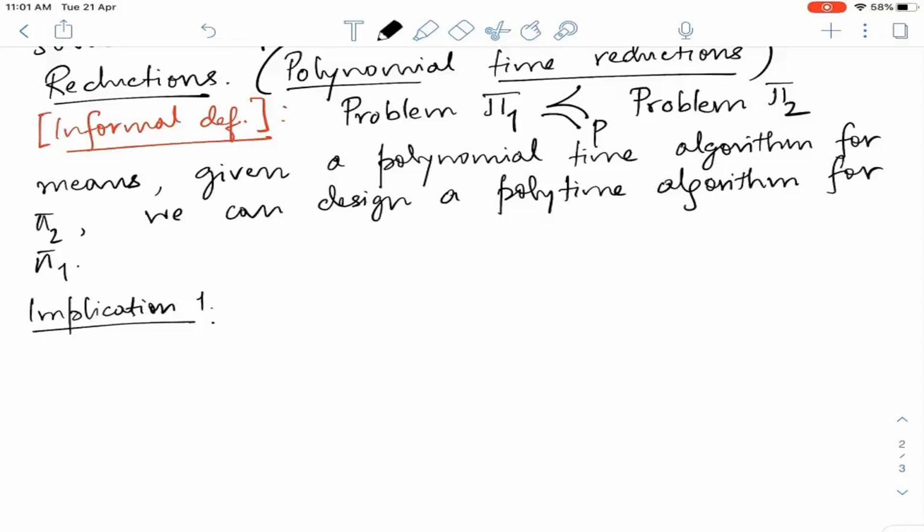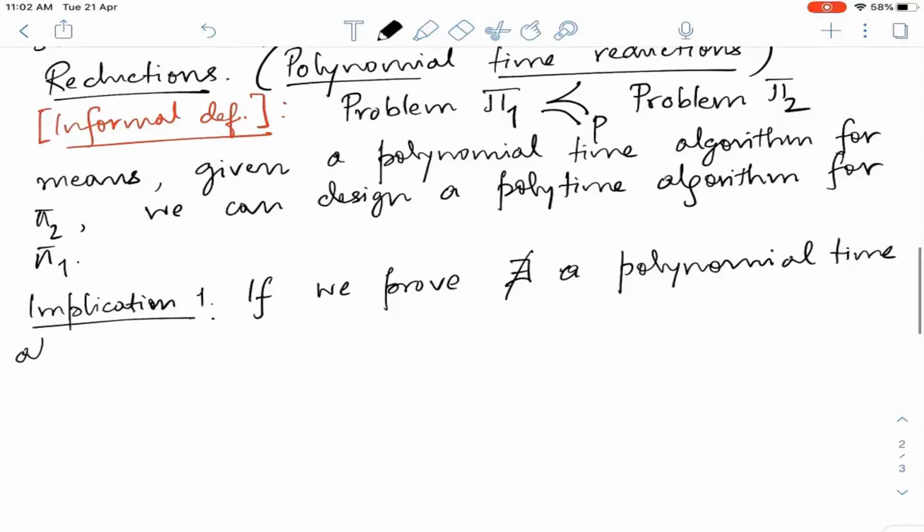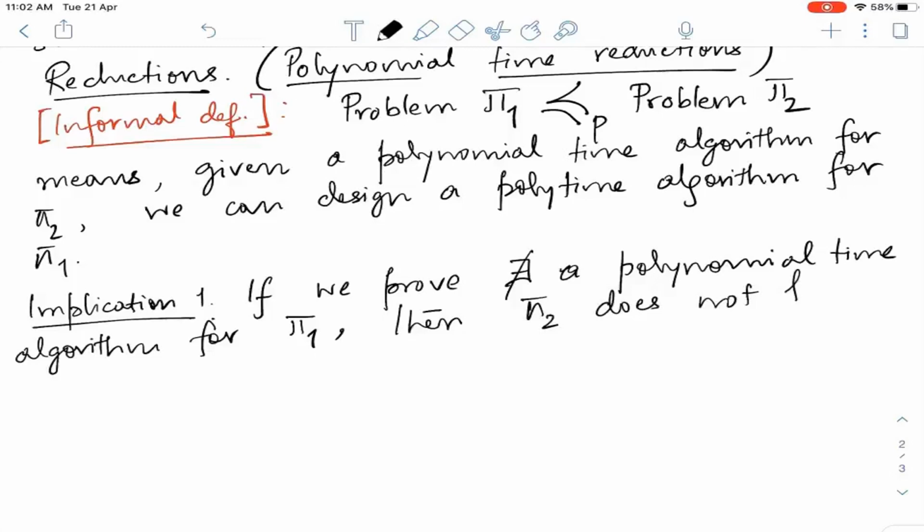However, the other implication is, if we prove there does not exist a polynomial time algorithm for pi 1, then pi 2 does not have a polytime solution. Okay, that's the implication of the above statement.